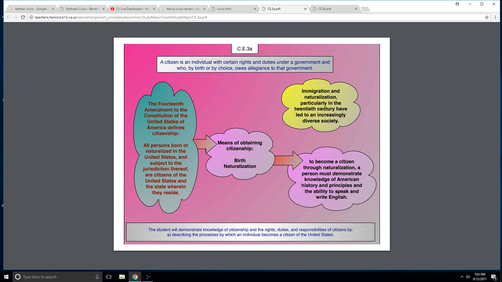Another question they like to go with is up here. Immigration and naturalization, in particular, have led to us becoming diverse. Remember that diverse means different. When we look around the classroom, everybody's different: different religions, different ethnicities, whatever the case may be. We're a melting pot of cultures. They like to use the word diverse. It just means different.